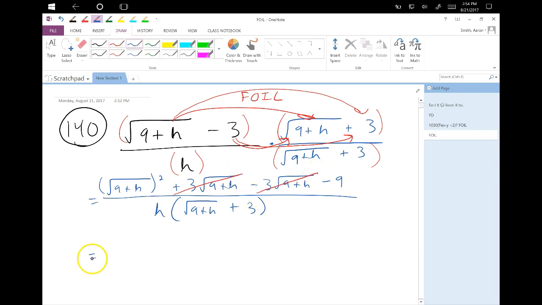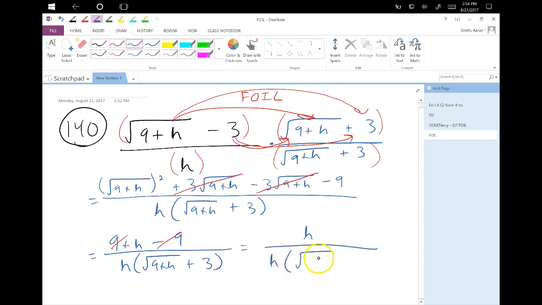Okay, when I look at what's left over, square root of 9 plus h squared. When you square a square root, you're just left with what's underneath. So 9 plus h is all that's left, minus 9, all over h times the square root plus 3. Now look in the top, 9 minus 9 cancels. So I just have an h over h times the square root of 9 plus h plus 3.